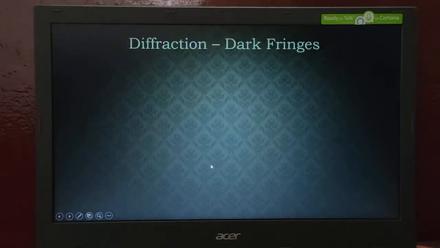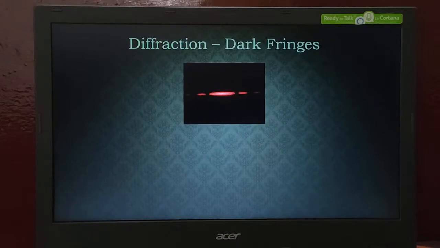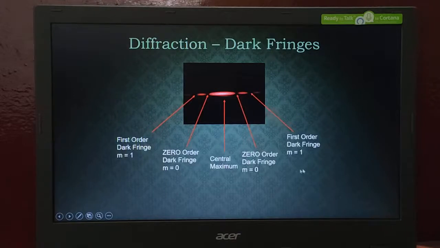And similarly, the dark fringes of a diffraction pattern. Look at the arrow marks very carefully. Here we are getting at the center a central maxima. The gaps between the bright fringes are called as dark fringes. We used to call that first dark fringe as zeroth order dark fringe. And the very next to the zeroth order dark fringe we are getting first order dark fringe.